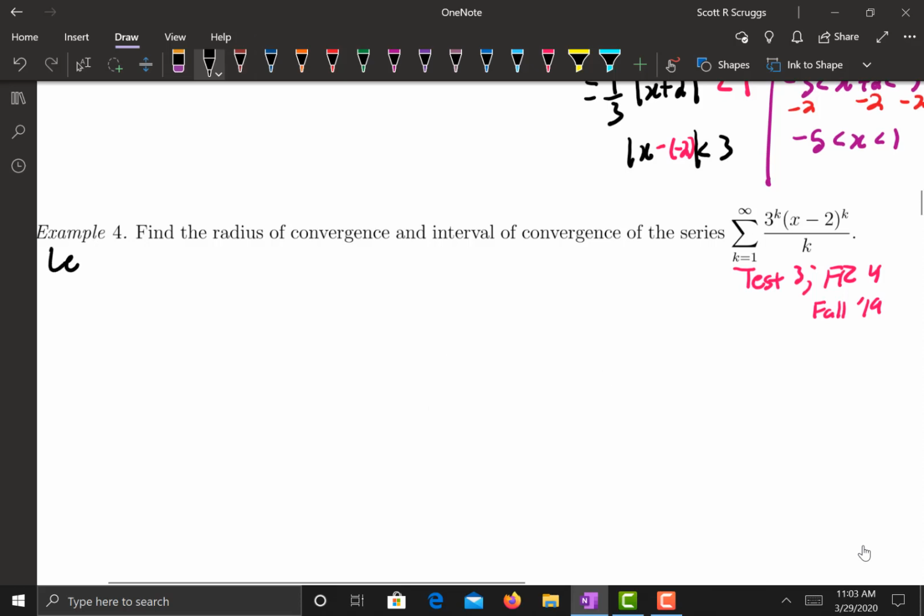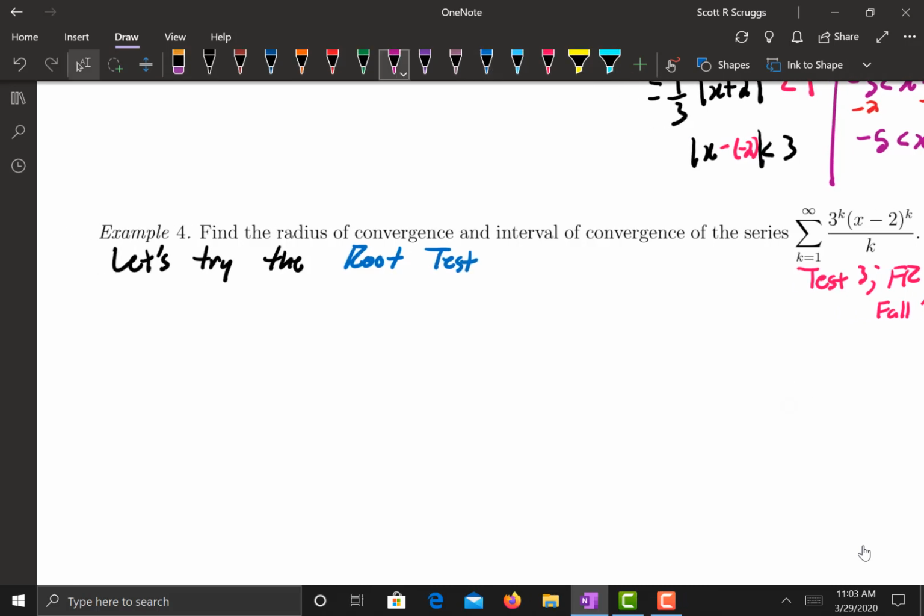But here, I'm going to actually try to tackle this and show there's more than one way to tackle that guy. So before we do the root test, let's go ahead and do a summary. Because I have (x minus 2) to the kth power, I immediately know that the center of my power series is 2.